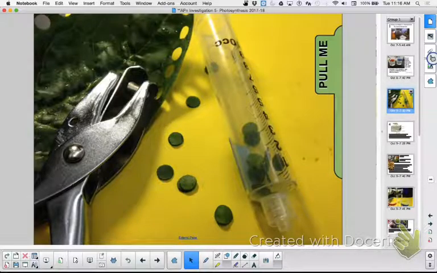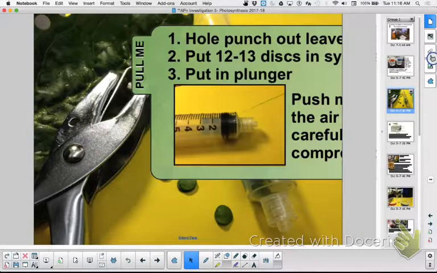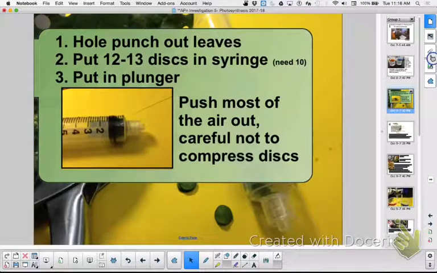Okay, so when you do it, you have 2 syringes that you're going to use. Punch out those 12 to 13 discs, pop open the syringe and put them in there. Then put the top back on the syringe and push most of the air out. Careful not to smush them, because what you're worried about is maybe disturbing the membranes themselves that are inside.